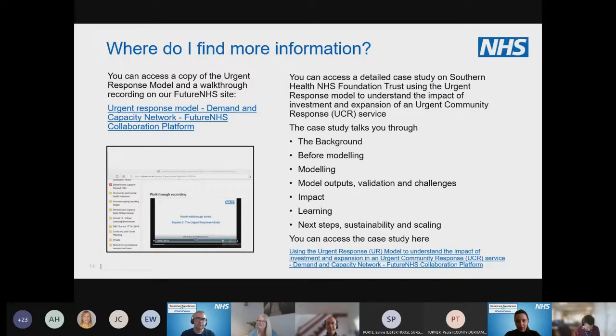Thank you very much, Matthew. So the purpose of the session today was just to give you a quick overview of how the urgent response model works. If you would like to have a look at the urgent response model, or you would like a detailed walkthrough, there's a link for you. On our Future NHS website, you also have a number of case studies focusing on different items. A very large case study talks you through some of the steps in terms of what to do before the modelling, what to do with the modelling outputs, the learning, and what happens next. So do have a look if you've got a moment.